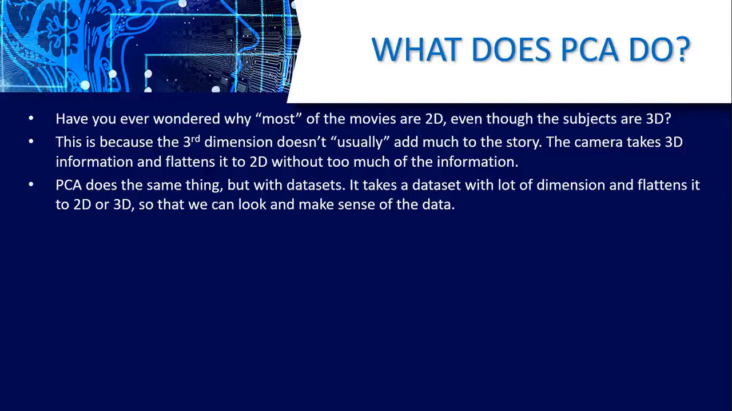So generally, what does a PCA do? Have you ever wondered why most of the movies are 2D even though the subjects are 3D? Usually this is because the third dimension doesn't add much to the story. So the camera will take the 3D information and flatten it to 2D without losing too much of the information. PCA does the same thing but with datasets. It takes a dataset with a lot of dimensions and flattens it to 2D or 3D so that we can look at it and make more sense of the data.